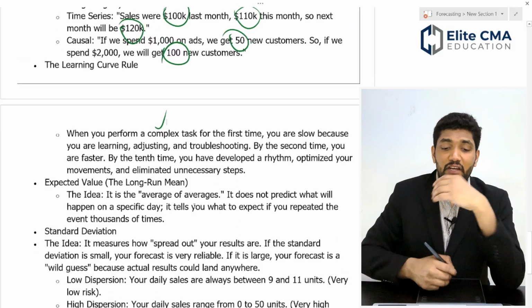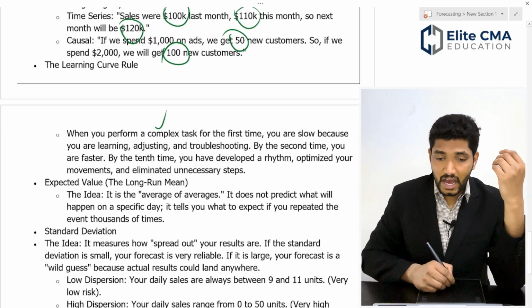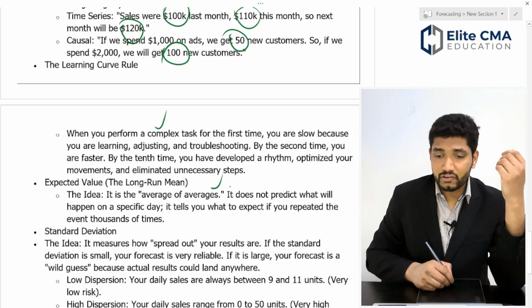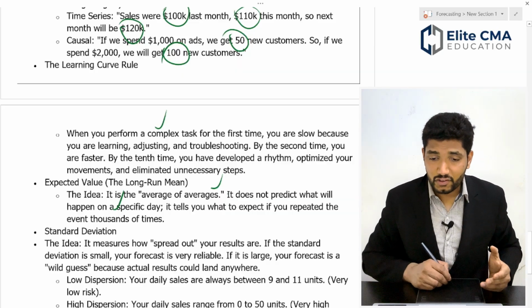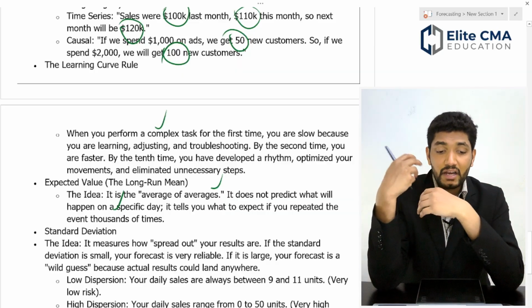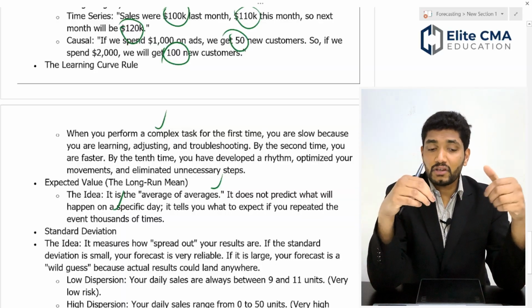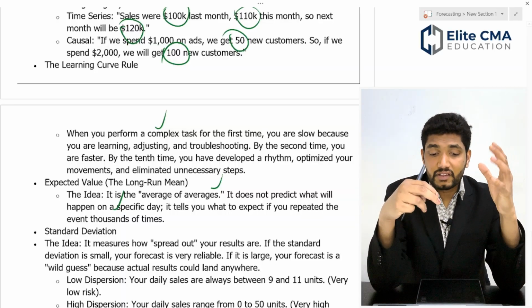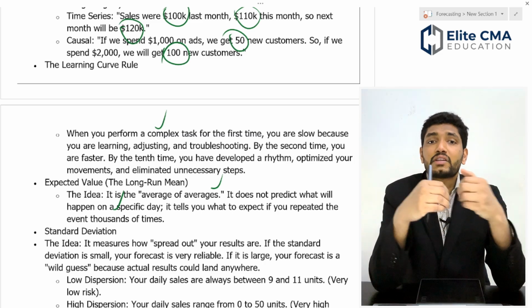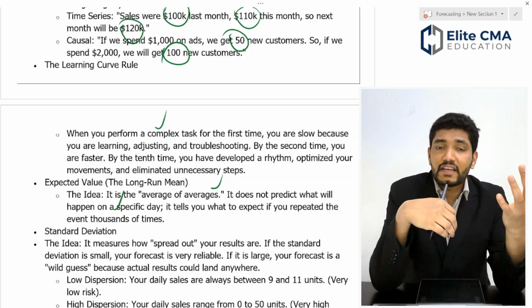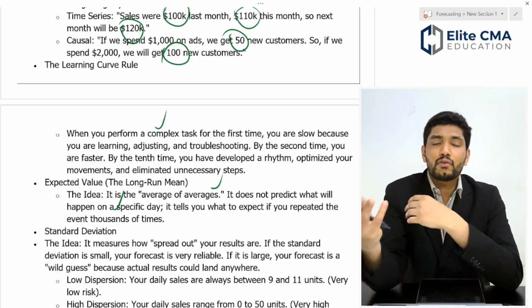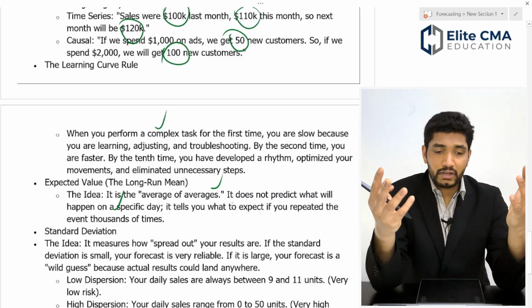Then the expected value. How to calculate the expected value? It is the average of averages. It does not predict what will happen on a specific day. It will tell you what you expect if you repeated the event 1000 times. That means in expected value analysis, it predicts a value by multiplying each scenario's probability with its value and adding all together.